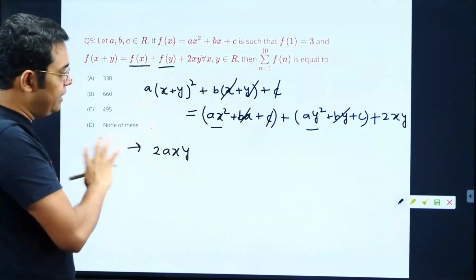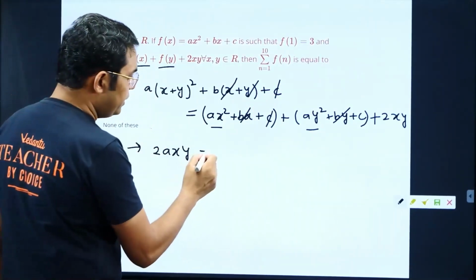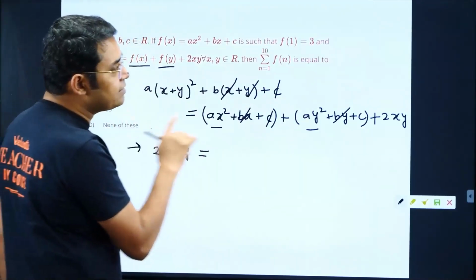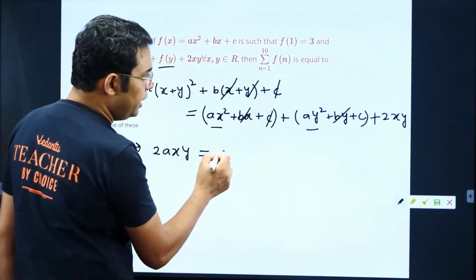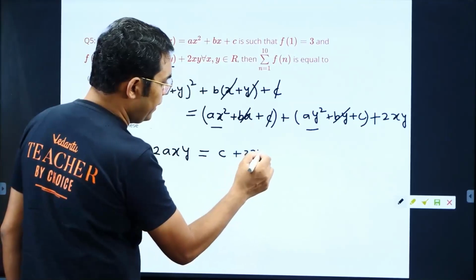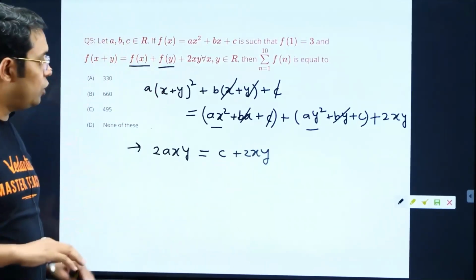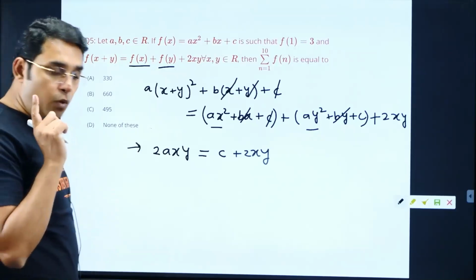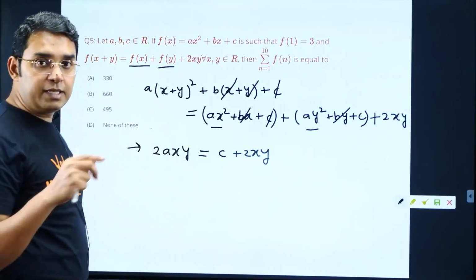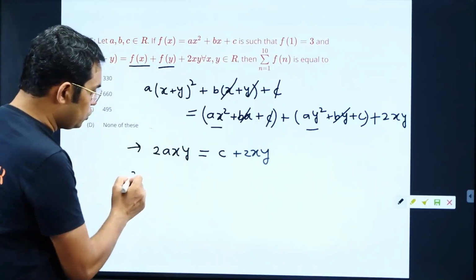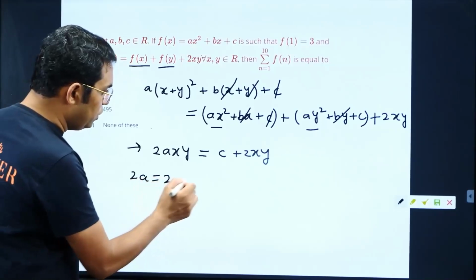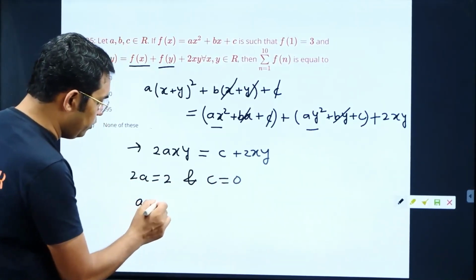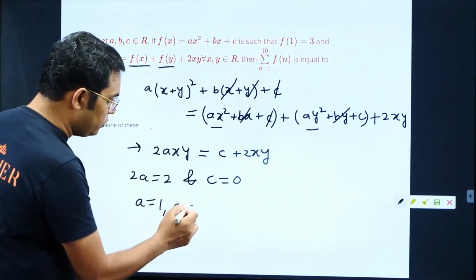On the left hand side, we will be left with 2axy, and c is also cancelled. So on the left hand side it is just 2axy, whereas on the right hand side, because ax square and ay square are also getting cancelled, we are having only c and 2xy. Now this relation should be valid for all x, y belonging to R. So this is possible only if the like coefficients are equal on both sides. So 2a should be equal to 2 and c should be equal to 0. So we get the value of a to be 1 and c to be 0.